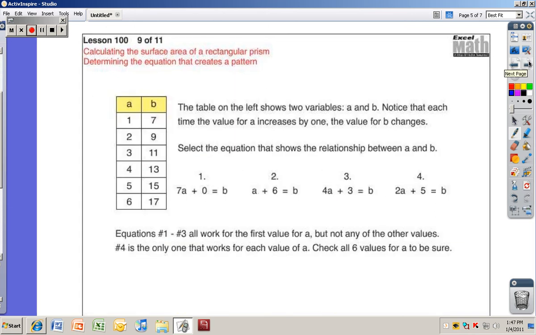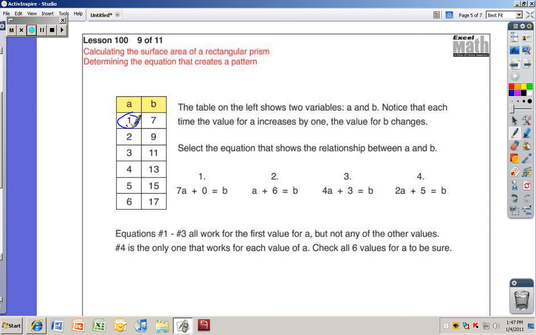All right, now we're going to take a look at some equations and figure out what formula works for that equation. The table on the left shows 2 variables, A and B. Notice that each time the value for A increases by 1, the value for B changes. Select the equation that shows the relationship between A and B. This is going to be pretty simple. You're just going to plug in the number and see if it works. And you want to do it for a couple of them.